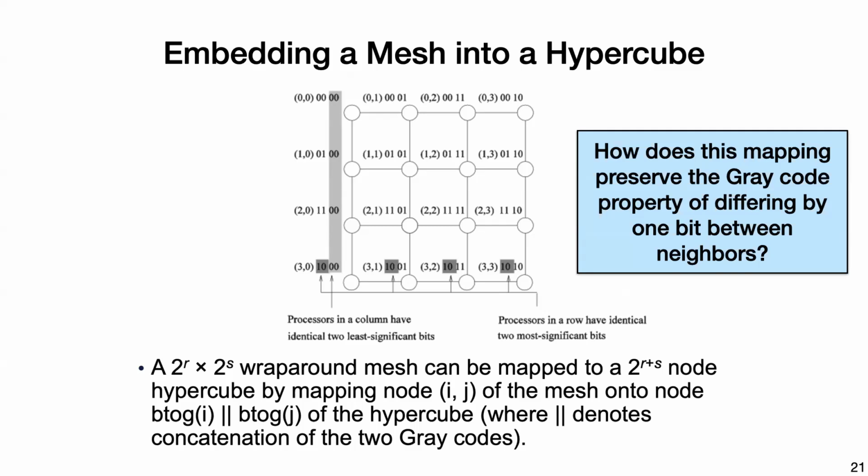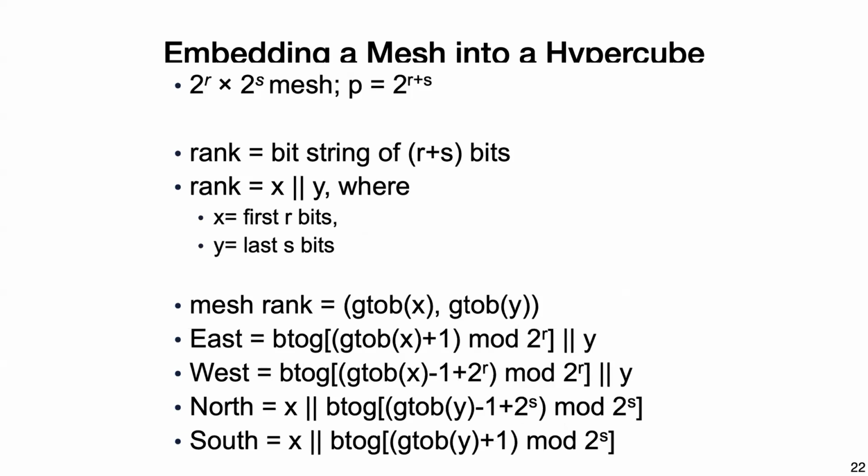Good. Exactly. So when you move to the neighbor, either the row or the column is fixed. So you're only going to change in one of either the upper D or the lower D in this example, or I guess in general, the upper R and the lower S. Yeah, this is just how you do the bit manipulation.